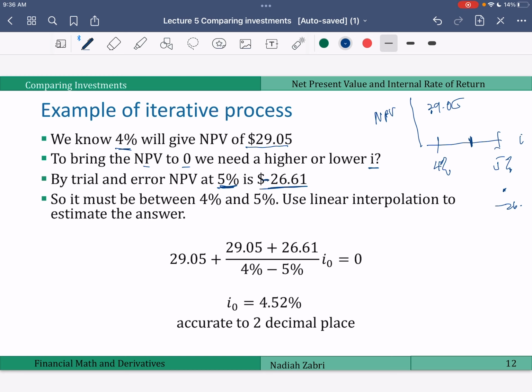So this is where we use the linear interpolation. We assume it to be a straight line. So the i that will give the NPV equal to 0. So when you solve for this linear interpolation, you get i is equal to 4.52%. So this IRR is accurate to 2 decimal places if we calculate it in this way.